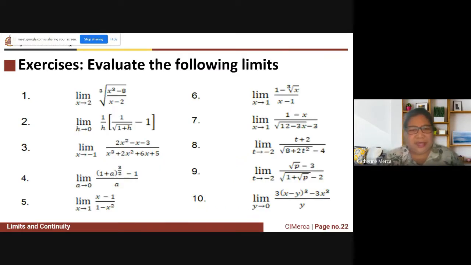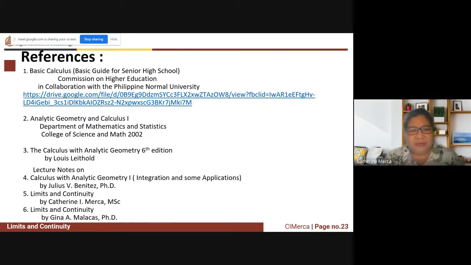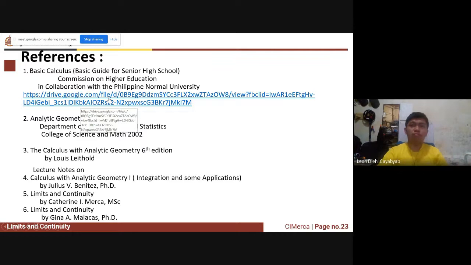Here are the exercises. You can try solving them out. And we have here the references. You can take a look. This is what I told you earlier, that basic calculus is supposed to be discussed already in your senior high. If in case not yet, then you can take a look at this text. This is actually an online text. Just click this and you'll be able to find it online.